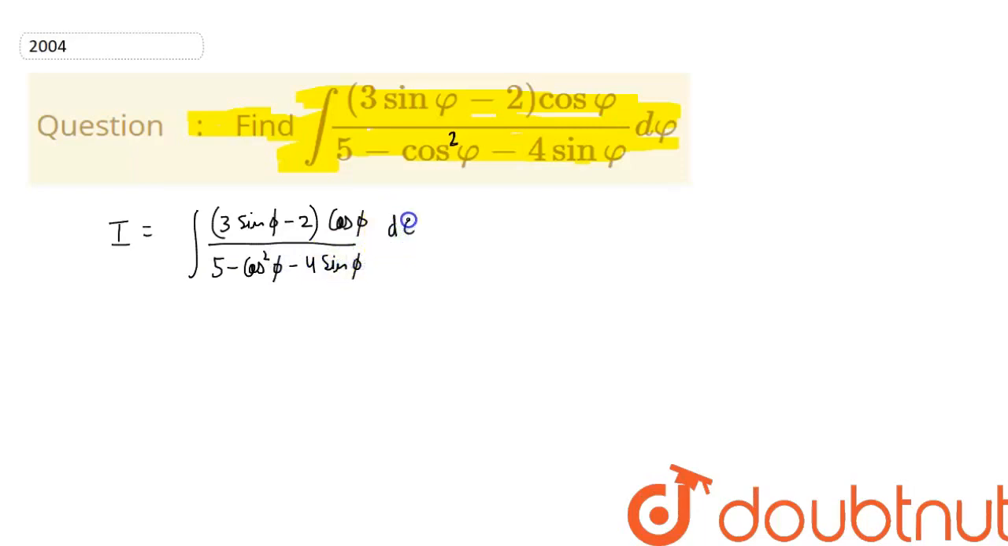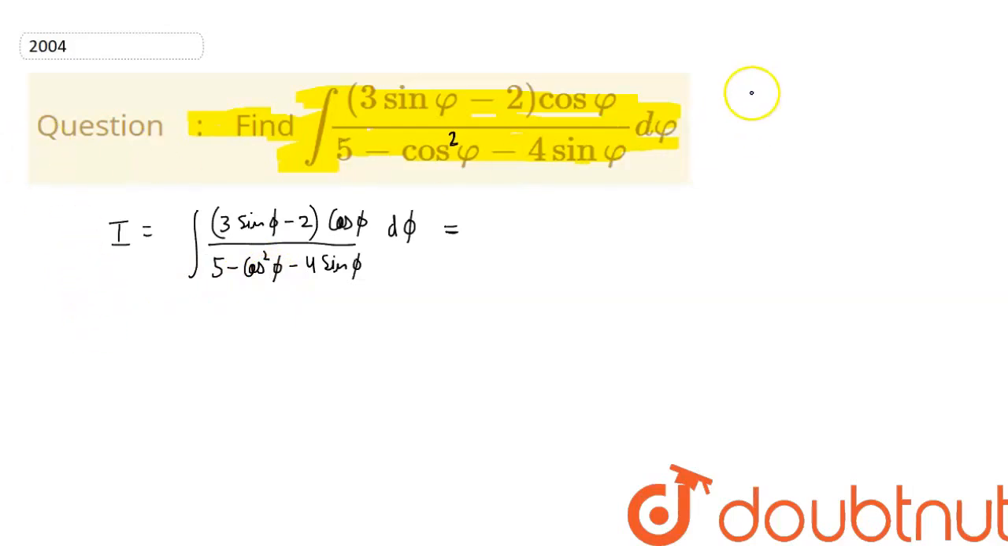So here we have I as equal to the integration of (3 sin phi minus 2) whole times the cosine of phi, divided by, in the denominator, 5 minus cos square phi minus 4 sin phi, and this integration is with respect to phi. Now from this we are going to use one identity. We know that sin square theta plus cos square theta is equal to 1. So by using that we are going to substitute the value of the minus cos square phi.